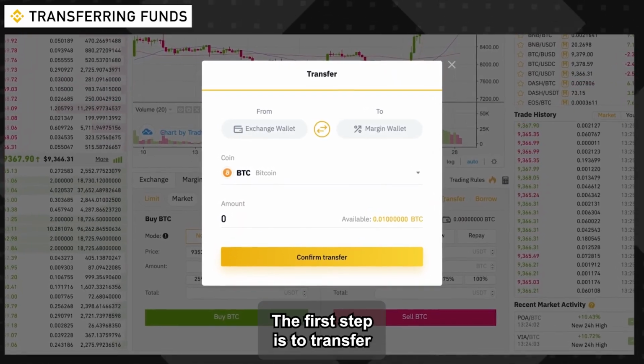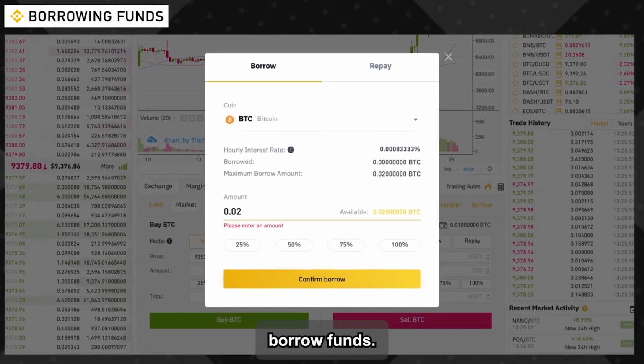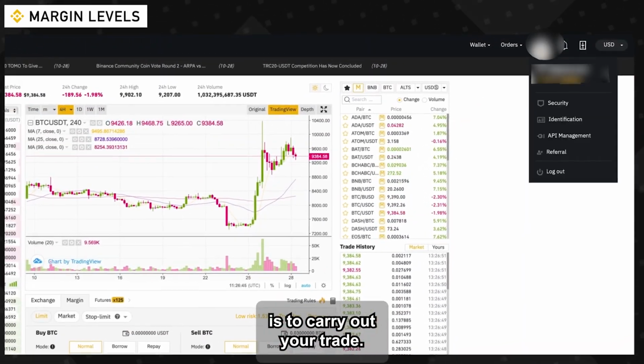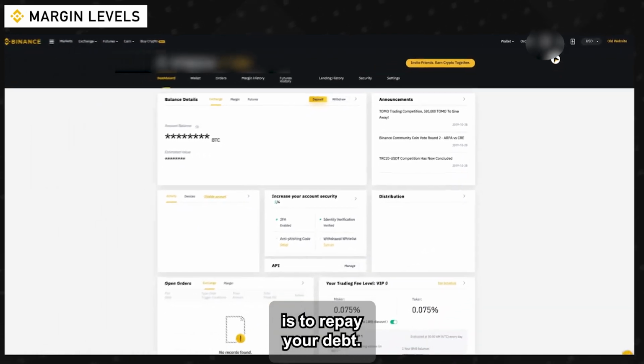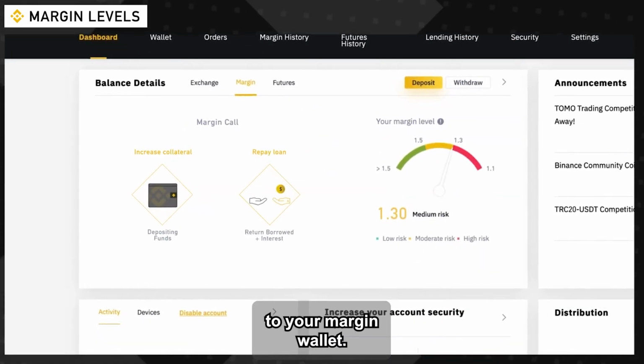The first step is to transfer your funds to your margin wallet. The second step is to borrow funds. The third step is to carry out your trade. And then the last step is to repay your debt.